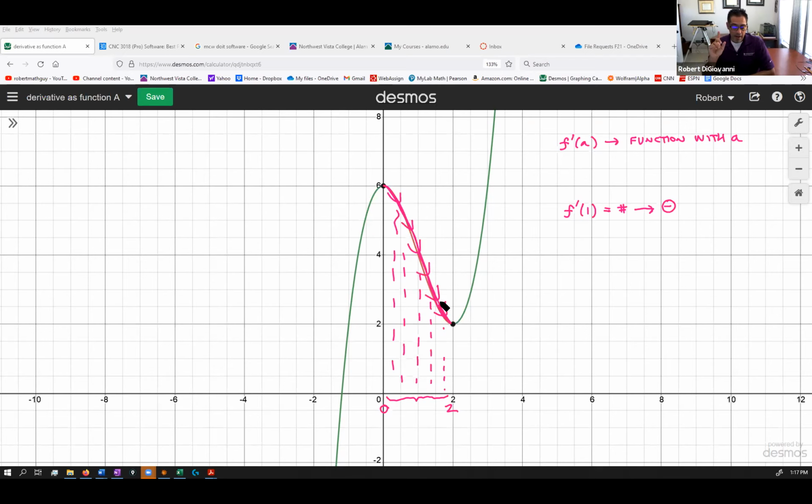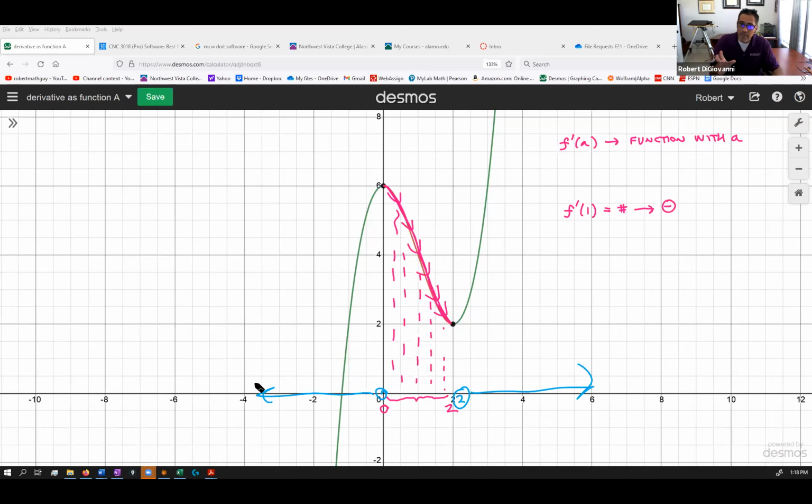All right, so if I pick any value of x between 0 and 2, the derivative is negative. We're all good with that? If I pick any value, let's say, from 2 on forever, or from 0 this way, then my derivative would be positive.